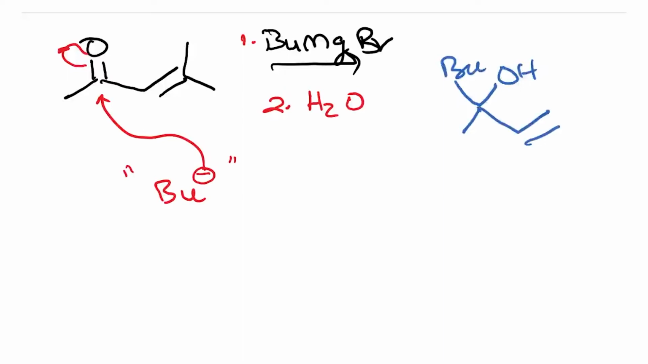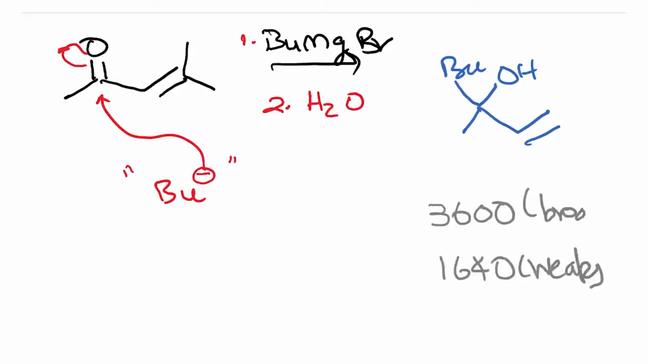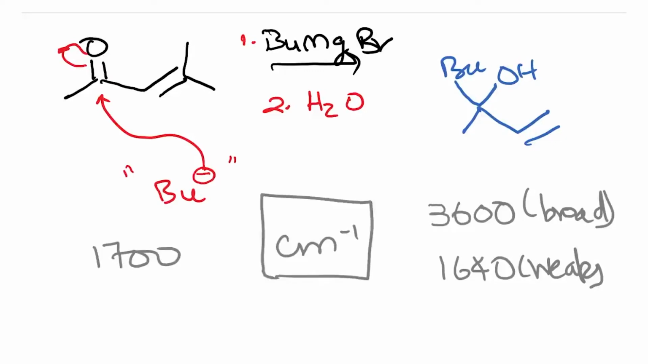And again, if I record the IR spectrum of this, I see a signal at 3600, which is broad, and then 1640, which is a weak signal. And there is no signal at 1700, which is expected for the ketone. All of these values are in centimeter inverse. So this works very well, and this is consistent with whatever you have studied so far. But what if we change the conditions a little bit?